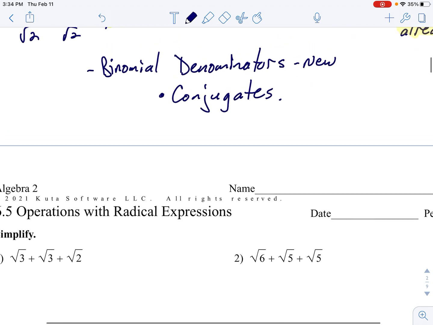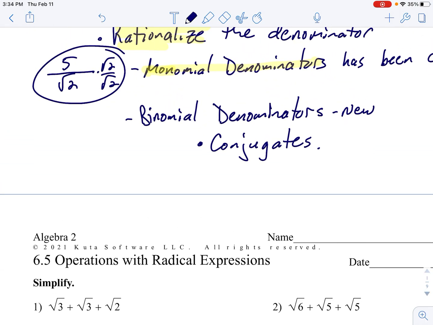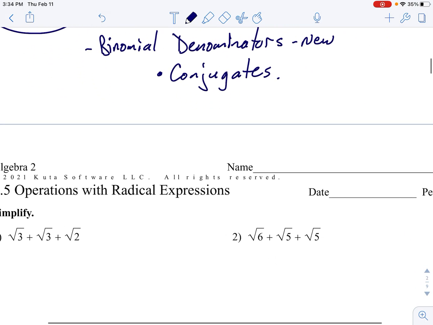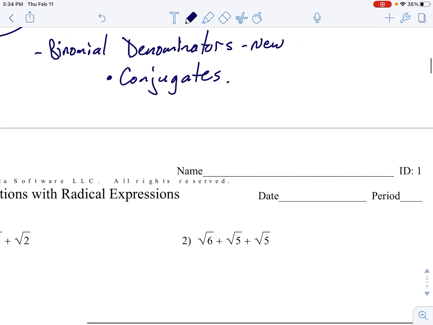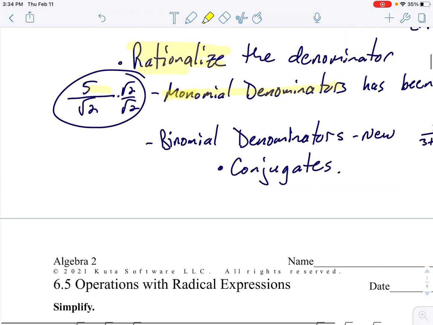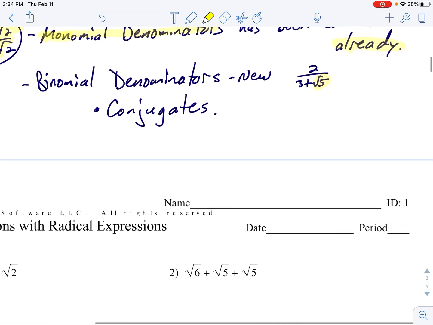What's going to be new, so we're going to do a little of this today for review, but what's new is when there's a binomial in the denominator. So if you have something like 2 over 3 plus radical 5, again, you're not allowed to have a radical in the denominator. There's a way to rationalize it, but it's different than what we've already learned with a monomial. So we're going to get into that.